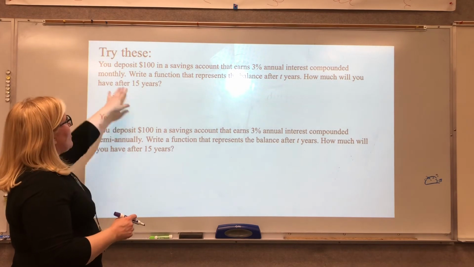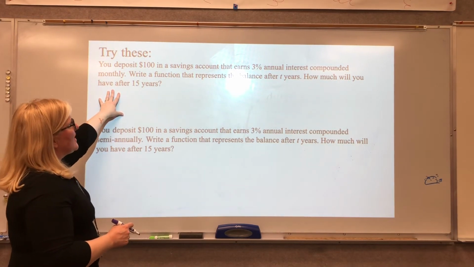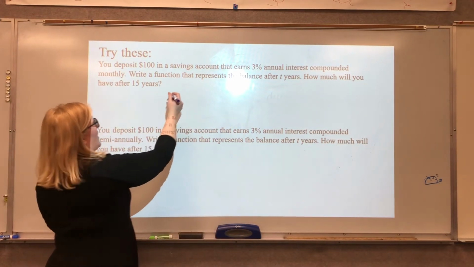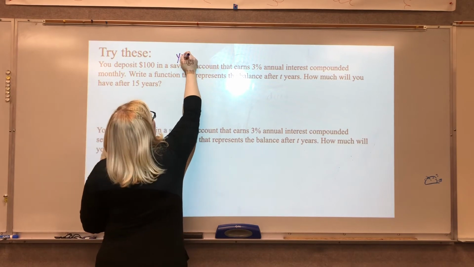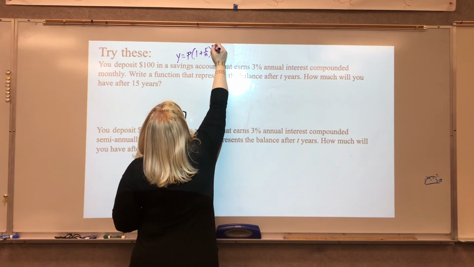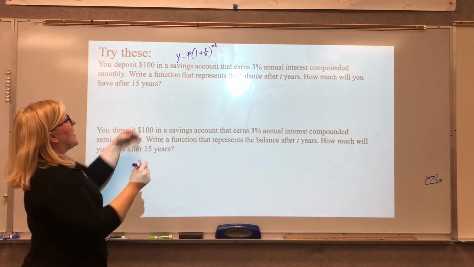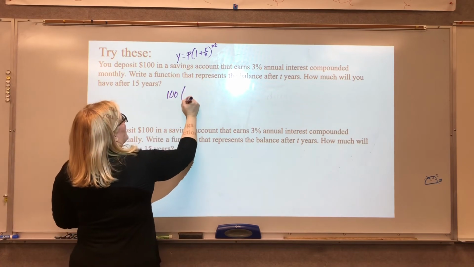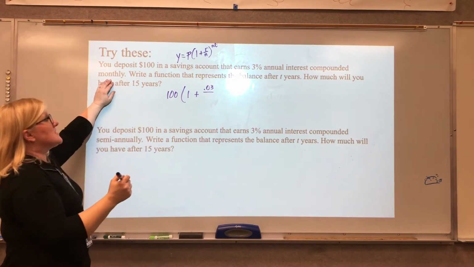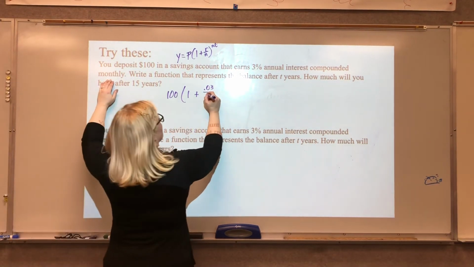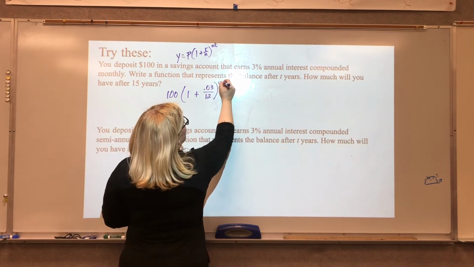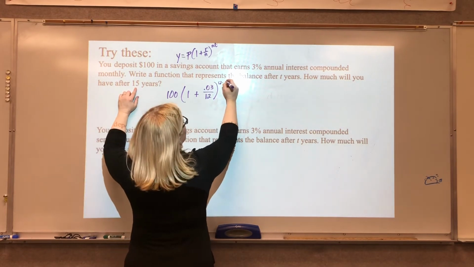Okay, so now we deposit $100 in a savings account that earns 3% annual interest compounded monthly. So here again is my formula. I'm going to put in $100, and I have 1 plus my rate, 0.03, divided by, it's monthly, so it's divided by 12, to the NT power, so 12 times 15 years.